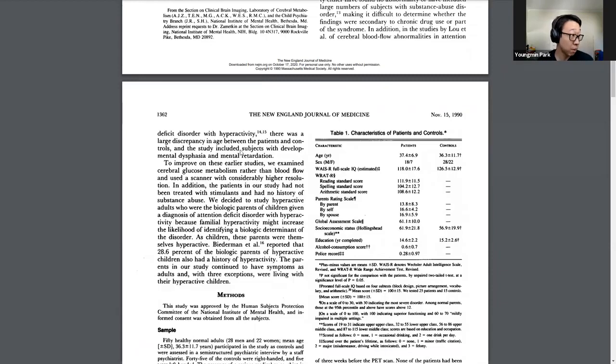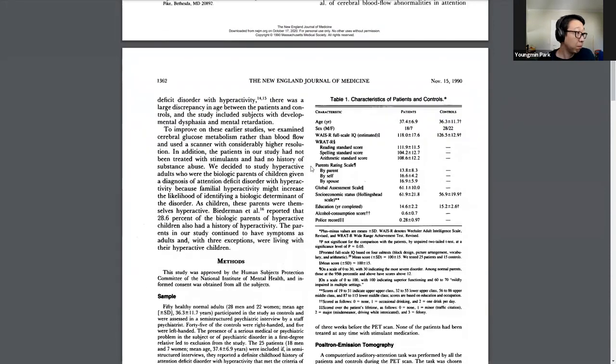Large age discrepancy. And the study included subjects with developmental dysphagia and mental retardation. So if I recall correctly, dysphagia has to do with reading. Some people, either language or reading, have trouble learning and understanding language. So, some kind of learning disorder. People with learning disorders were included in the study.